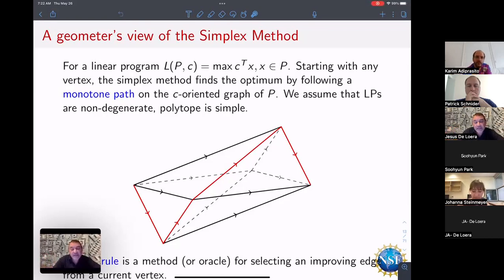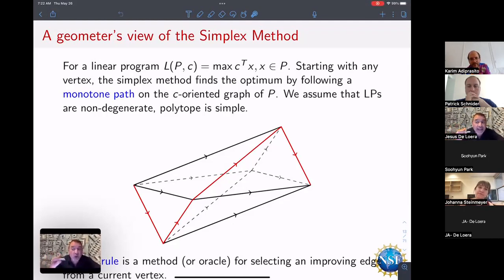And so the simplex method is just selecting a good monotone path in this orientation. And again, for me, and this is going to be something very important, what is a pivot rule really? Well, I'm going to be a little bit fussy right now. Allow me to be a little bit fussy. For now, a pivot rule is just some kind of method to select the improving edge at a current vertex, right?